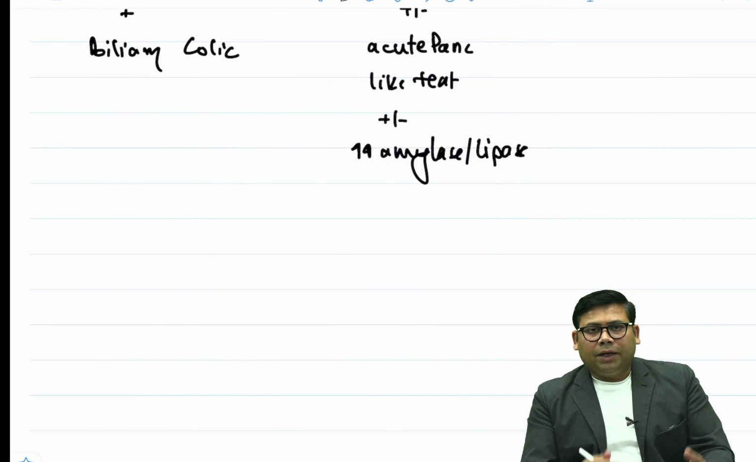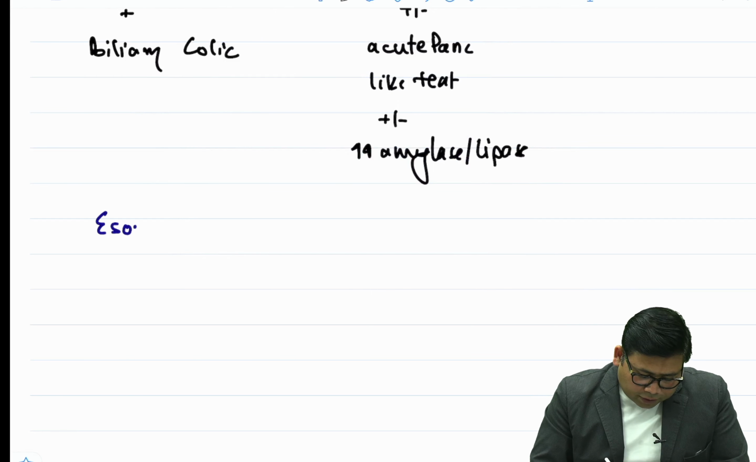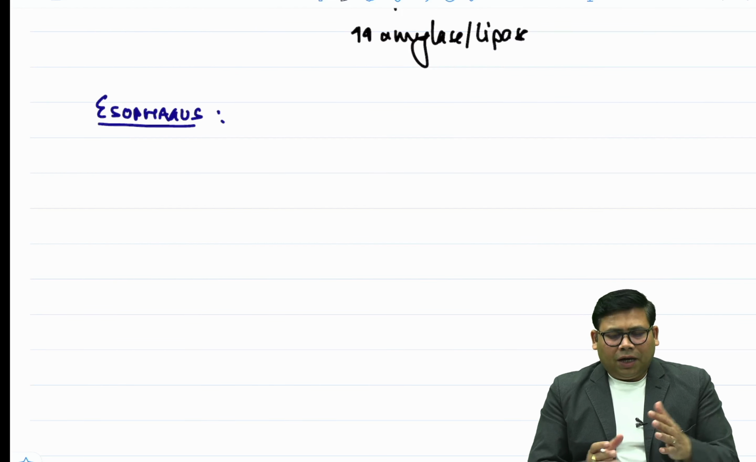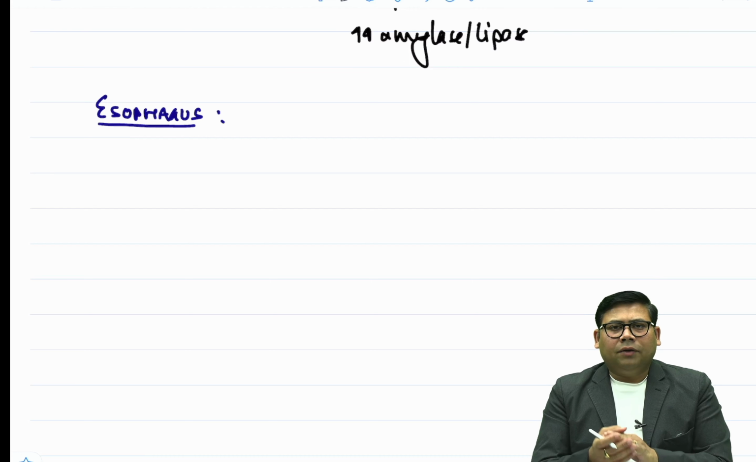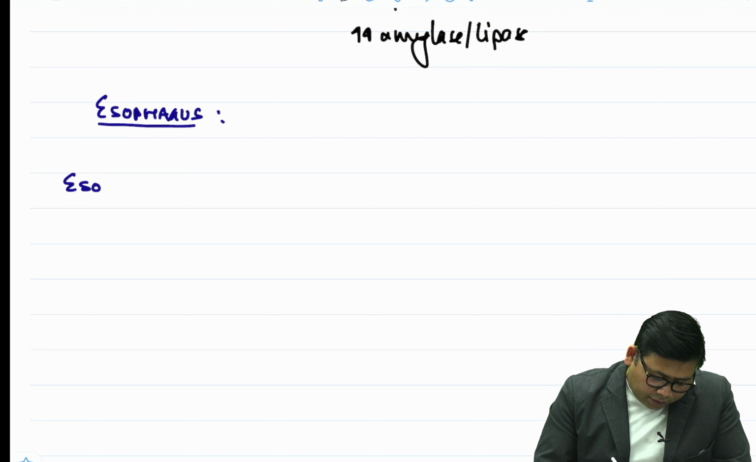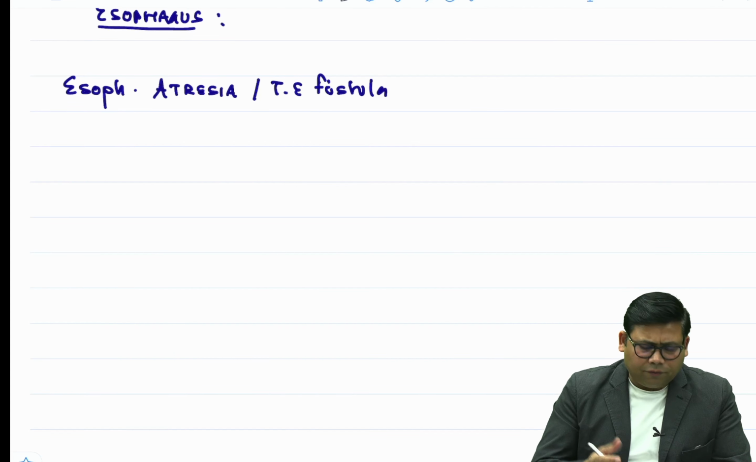Now we have completed liver, gallbladder, pancreas. Now we go to esophagus. So when we talk about esophagus, what are the things that we need to understand? We have certain classifications, and one of the classification is the classification of esophageal atresia. So esophageal atresia or tracheoesophageal fistula. So the classification for them is very simple.